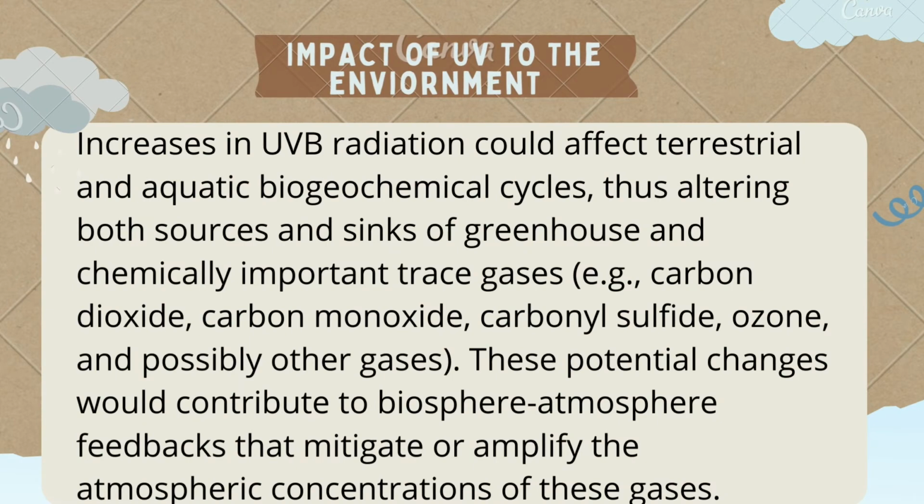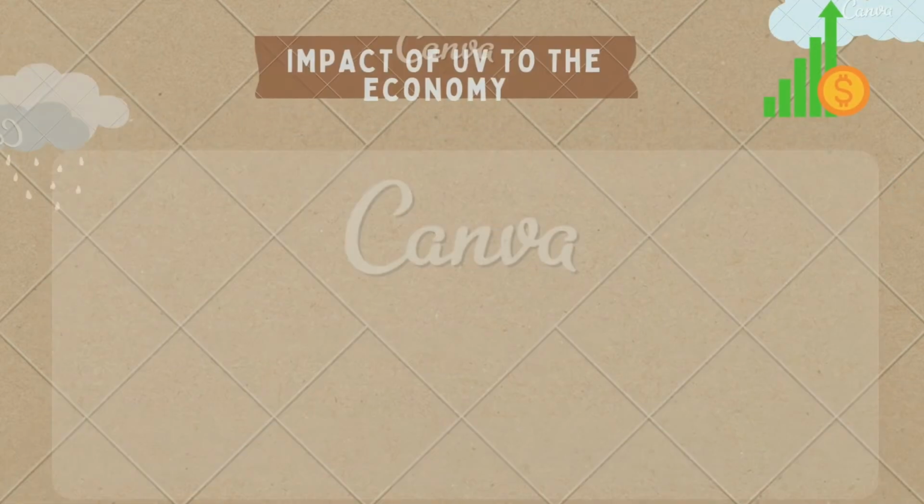Increases in UVB radiation could affect terrestrial and aquatic biogeochemical cycles, thus altering both sources and sinks of greenhouse and chemically important trace gases, for example, carbon dioxide, carbon monoxide, carbonyl sulfide, ozone, and possibly other gases. These potential changes could contribute to biosphere-atmosphere feedbacks that mitigate or amplify the atmospheric concentrations of these gases.